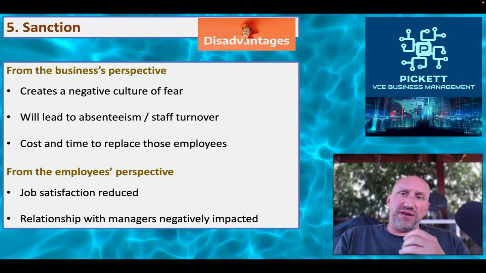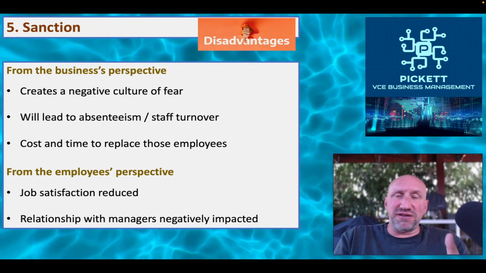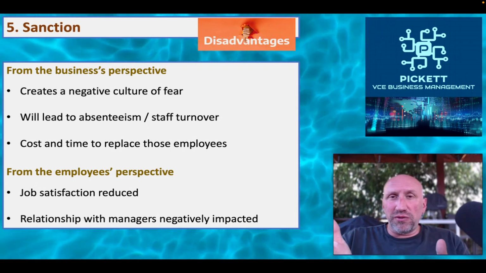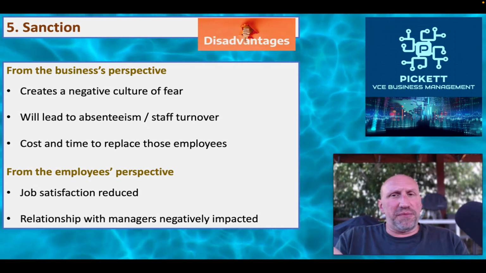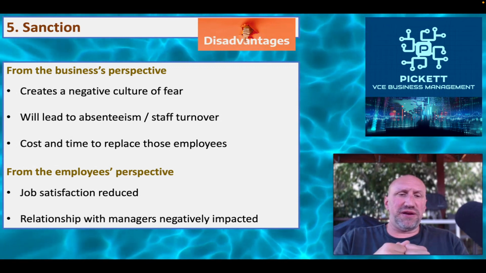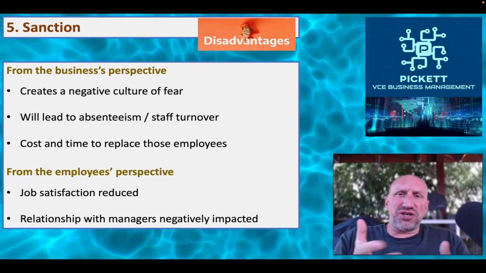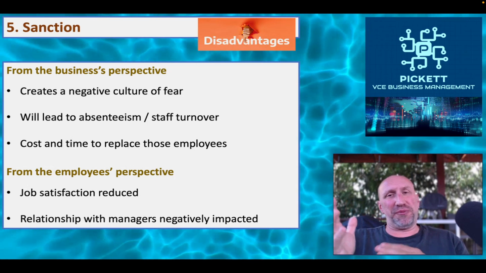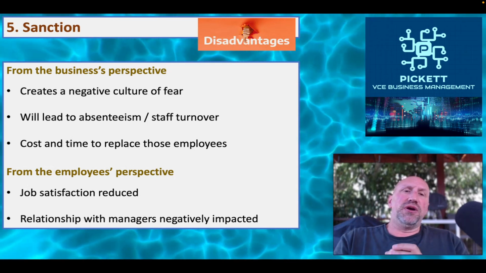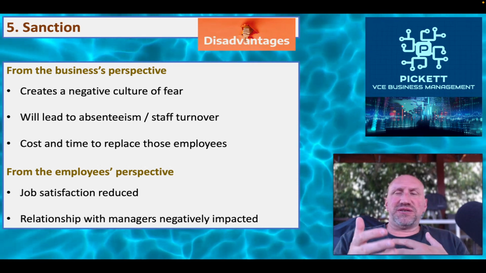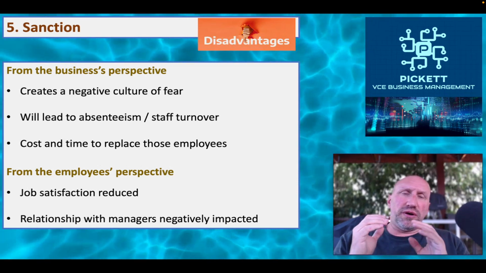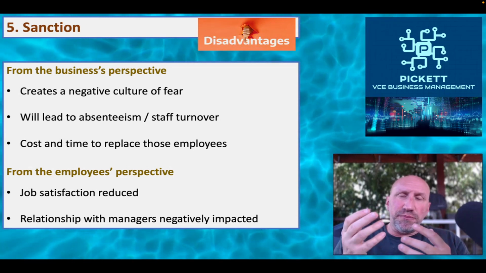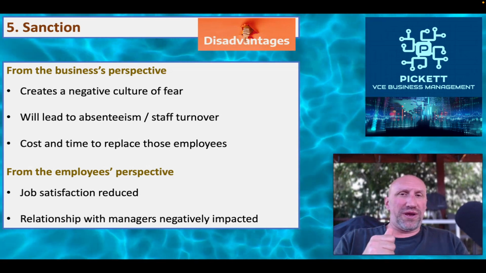From the employee's perspective, it reduces job satisfaction. Again, if you've got this negative culture of fear, people coming to work fearing what might happen if they don't perform well, people are not going to be so happy coming to work. Job satisfaction goes down. And also the relationship with your manager is going to be negatively impacted. If you're constantly fearful of what the manager's going to do if you don't perform at your best, you're not going to have the best relationship with your manager. And businesses, generally speaking, in the long run, work much more smoothly and efficiently if employees have a really good relationship with their manager.